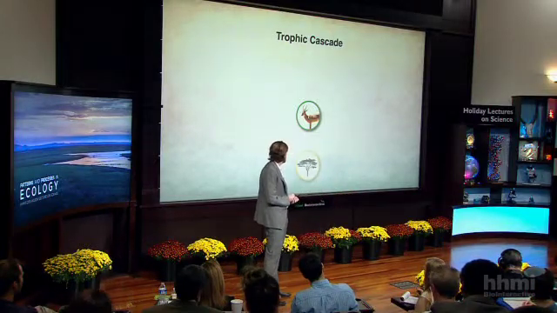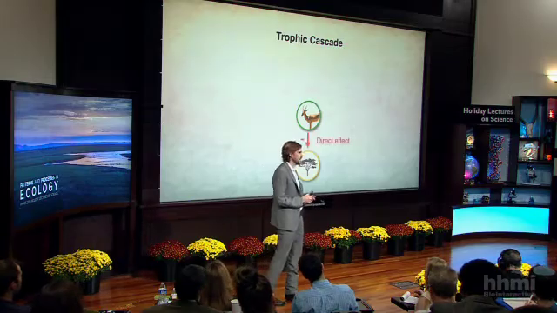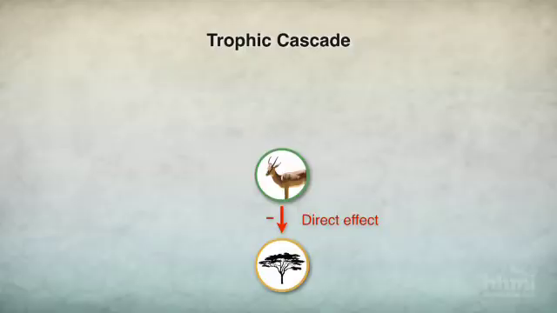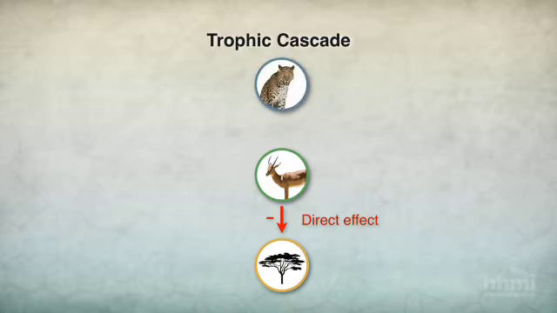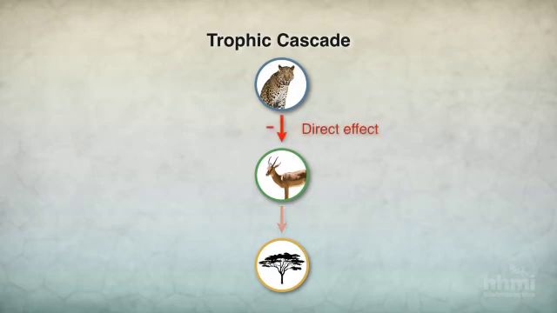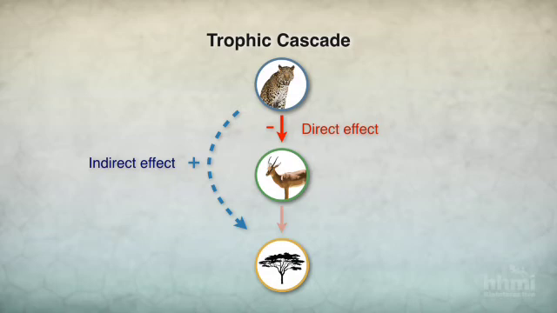So the impala eats the plant, and that, as I said, is a direct effect. And it's a negative effect on the plant that the impala is exerting. And the leopard eats the impala and exerts a negative, direct effect on the impala. And consequently, what you get is a positive indirect effect of the predator on the plants. Okay? And that's the famous trophic cascade, and there's a lot of attention to this phenomenon in ecology in the present day.